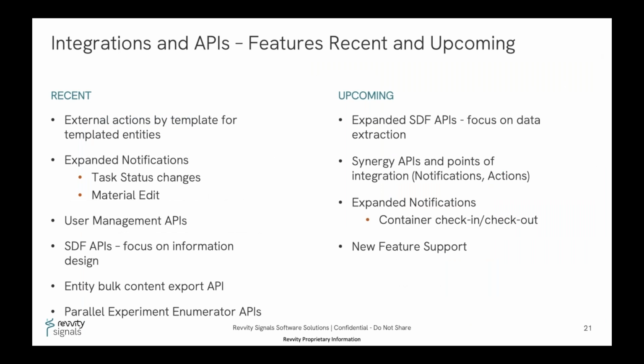As a little rundown of things that have recently been released in our integrations and API world and what we have coming: recently, we've allowed for external actions by template for templated entities. We've expanded notifications for task status changes and material edits, so that's that external notification system. We've added some APIs for user management, some SDF APIs that focus on the information design, bulk entity content export APIs, and of course, parallel experiment enumerator APIs. Oof, tried saying that 5 times fast.